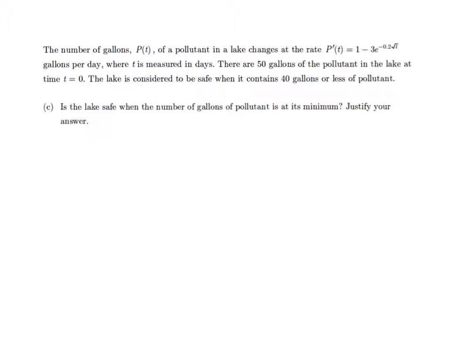C, is the lake safe when the number of gallons of pollutant is at its minimum? Justify your answer. Okay, so this question is sort of a sneaky question because this is asking for an amount, but then there's a follow-up part to it. So if you read between the lines here, the question is really asking how many gallons of pollutant are there when it's at its minimum. They like to do this where they make you use an answer from a previous question. We just found the time value, remember from part B, 30.174 was when the number of gallons of pollutant is a minimum. We know that.